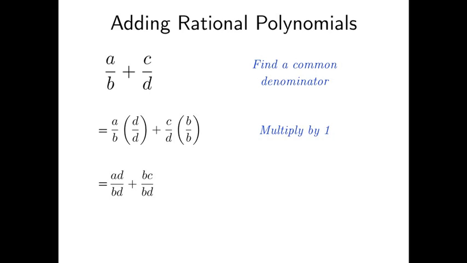Once we expand, we will have ad over bd plus bc over bd. And in one final simplification step, since we have a common denominator, we can now write everything in one fraction. Although the rational polynomials will look different than this, it's important to remember that we are going to follow the same steps to simplify our rational polynomials.